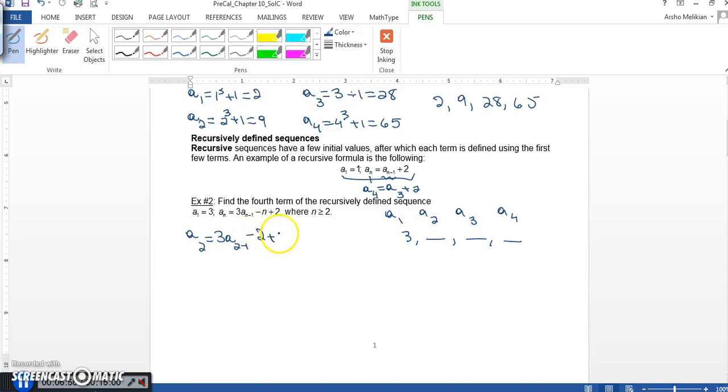minus N plus 2. So this is going to be 3 times. Now, A2 minus 1 is what? It's A1. How much is A1? 3. Minus 2 plus 2. This gives me 27. I'm sorry, 9 minus 2 plus 2 is 9. Okay? Let's find the next one, A3.